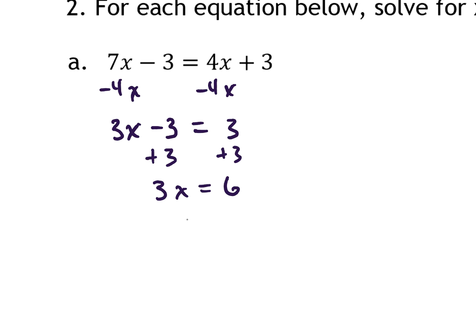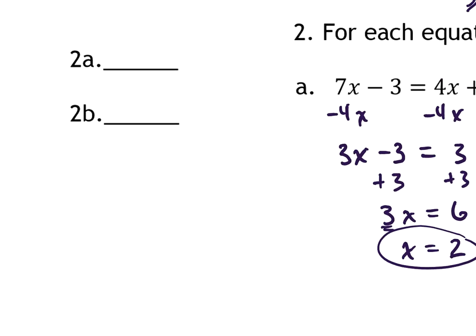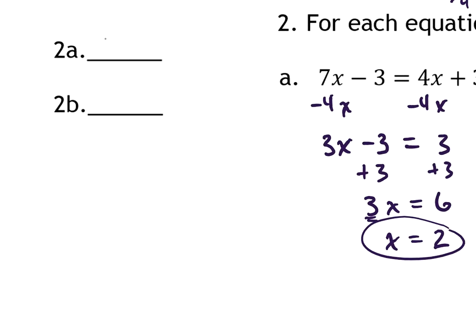And finally I'm going to divide both sides by 3. I'm anticipating the answer, so x is the number 2. And just a real quick check, 7 times 2 is 14. I've got 14 minus 3 on one side. 4 times 2 is 8. 8 plus 3 is what I have on the other. 8 plus 3 is 11, and 14 minus 3 is 11. So it definitely checks. However, I didn't write it out officially because I wasn't asked for it. So x is equal to 2 for 2a.